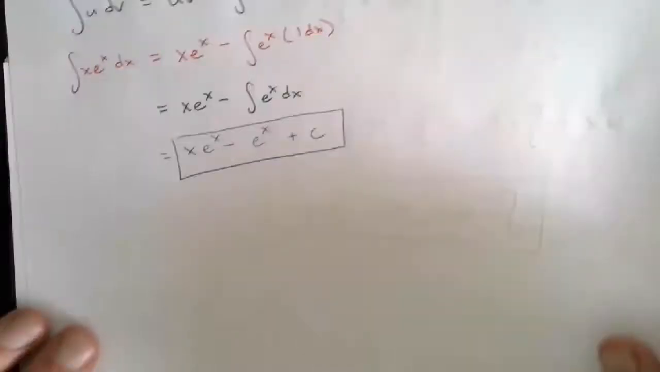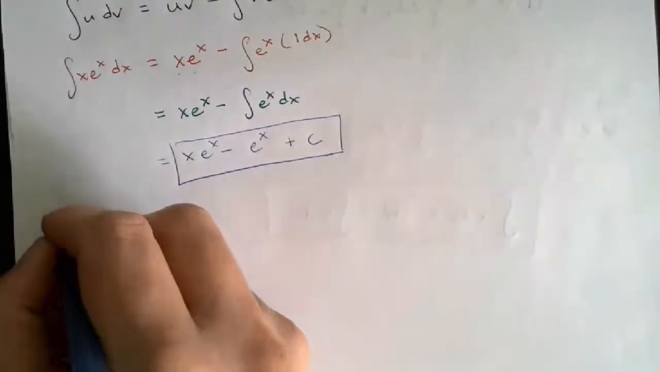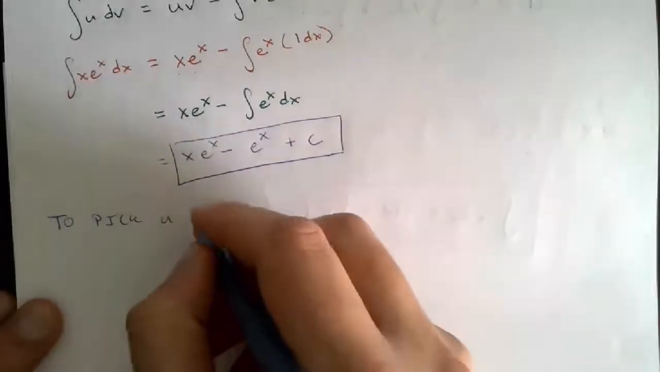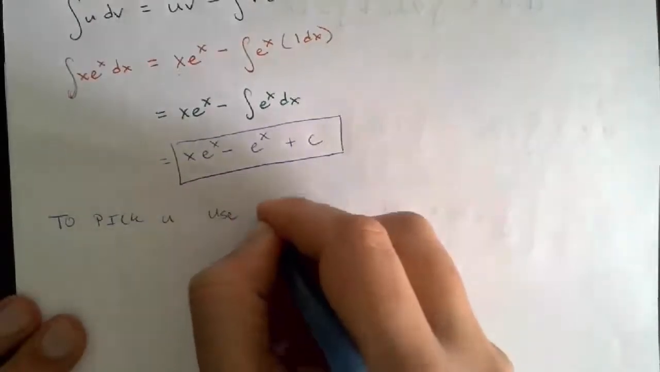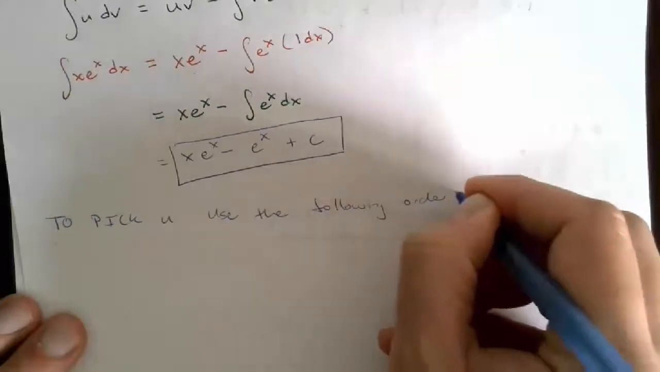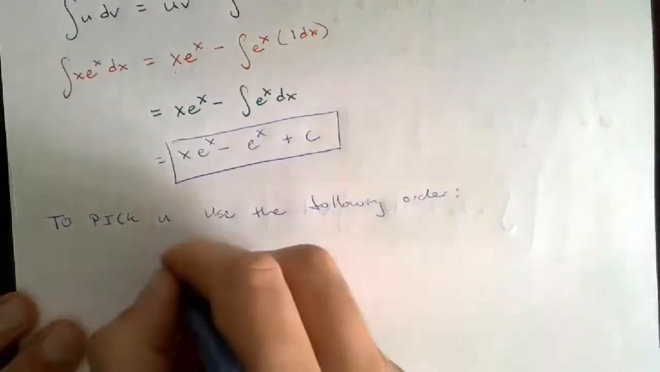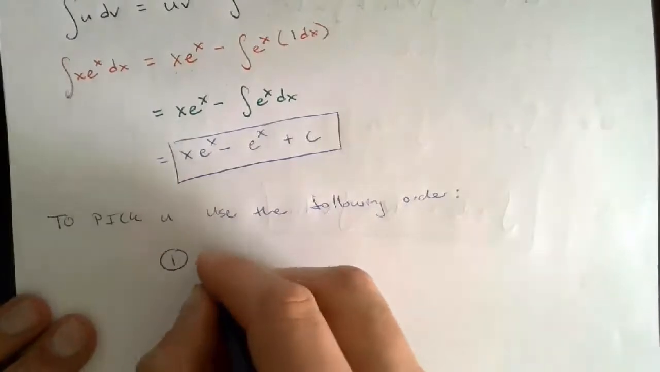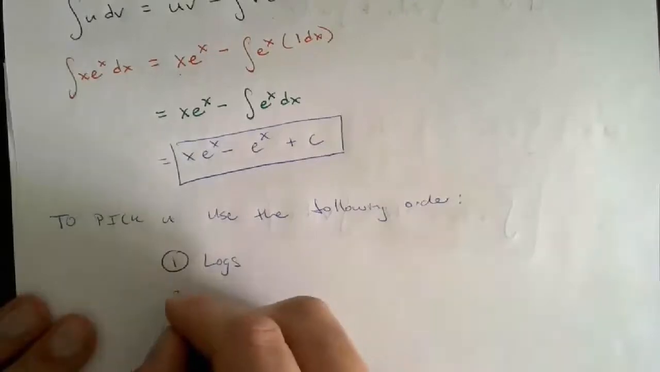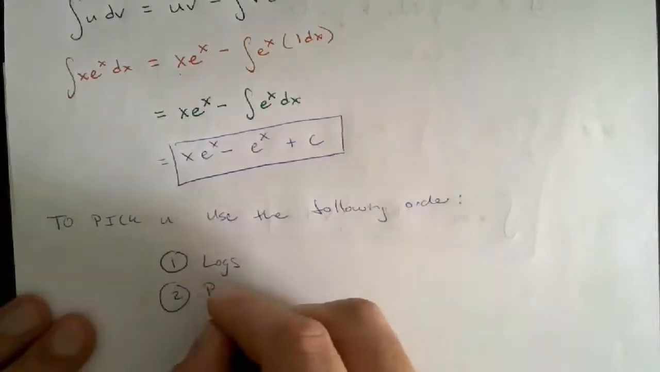Let's talk about how you pick u, because picking u is really part of the key to all of this. So to pick u, use the following order. All right, so first, if you see any logs, you'll pick those first. You'll let u equal any log that you see in the problem. If there are no logs, the next thing you want to pick u to be is any polynomial.